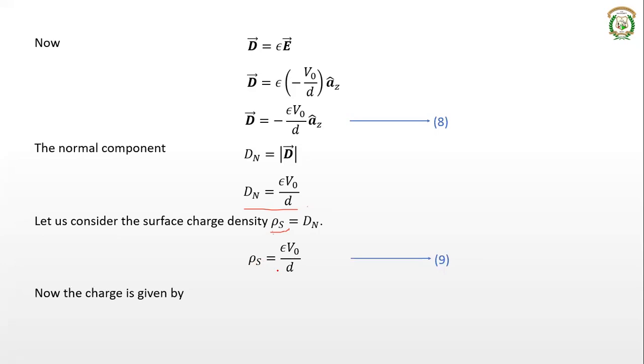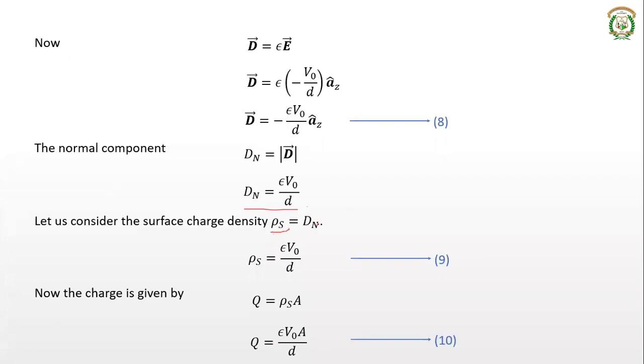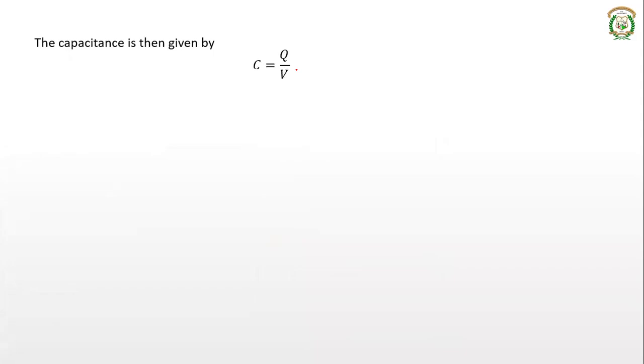Once you get this rho s, you can get the charge, that is Q, is rho s multiplied by area. Here the area of the plate is A, right? So rho s into A, rho s is epsilon V naught divided by D, multiplied by area of the plate A. So this is the charge Q, epsilon V naught A divided by D. Once you get the charge, you can find the capacitance by using C is equal to Q divided by V.